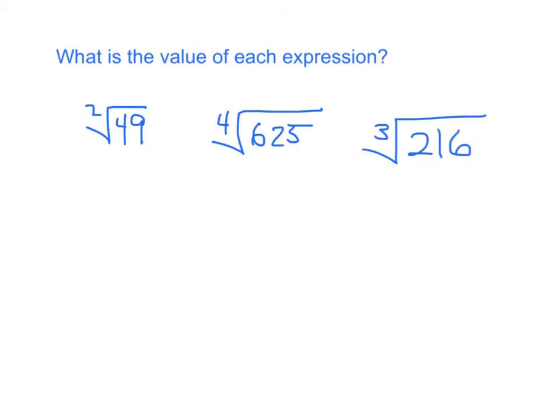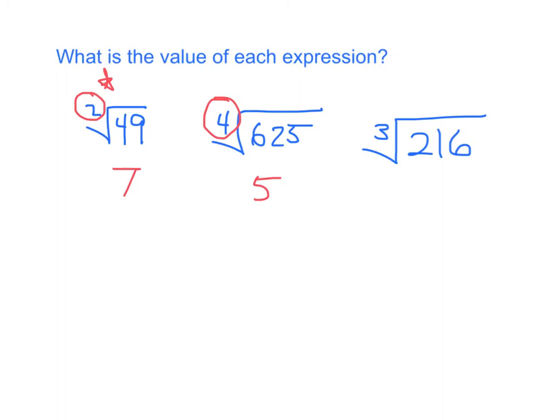What's the value of each expression? For the first one, the index is 2. So that means what number multiplied by itself is 49. That number is 7, or the square root of 49 is 7. The second question says, what number raised to the 4th is 625? Just by guess and check on the calculator, you can see that 5 raised to the 4th is 625.